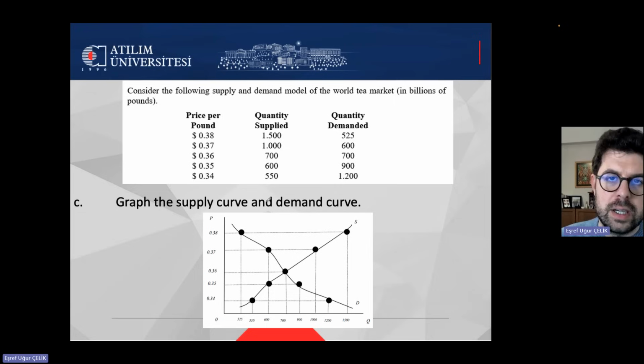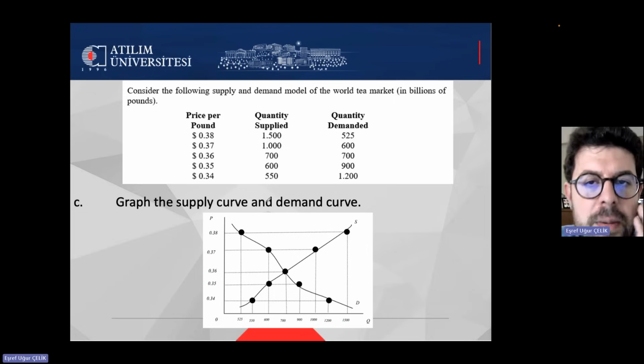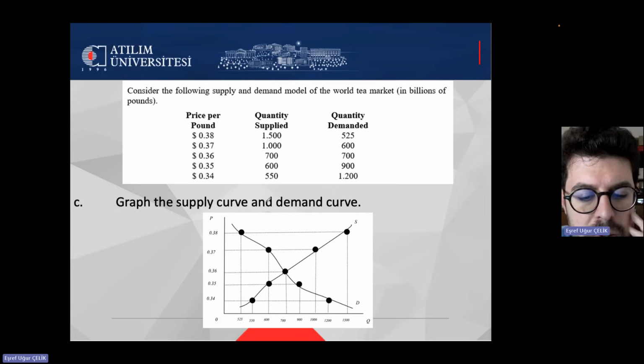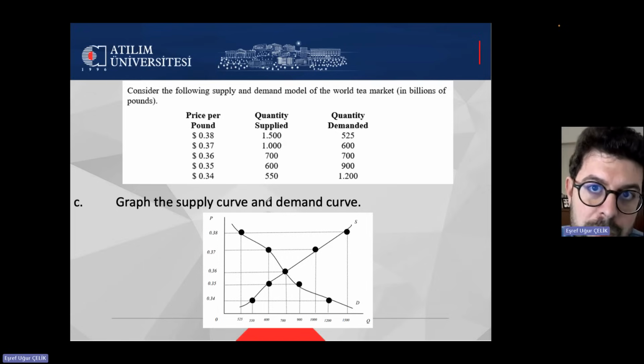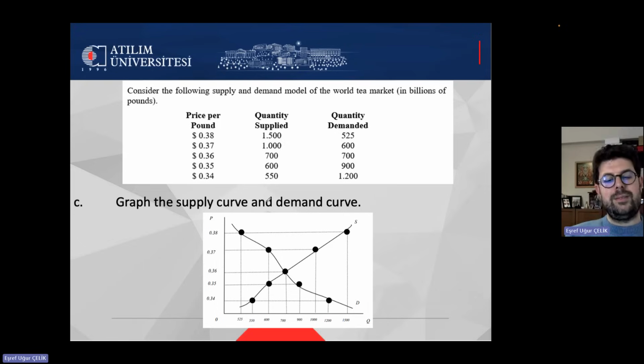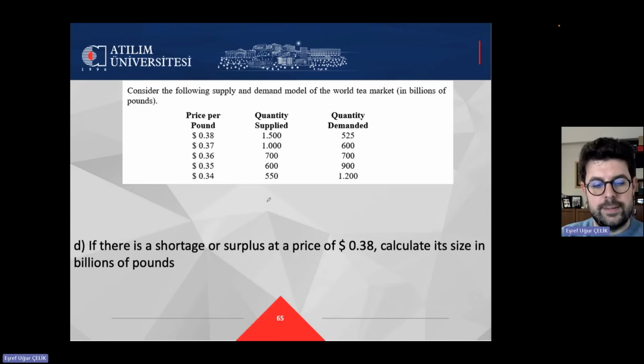It doesn't matter because your exam is multiple choice, so I'm not going to draw any graph. But maybe you should draw it to get the answer. Don't forget it. So that's the shape of the demand and supply curve using a table.